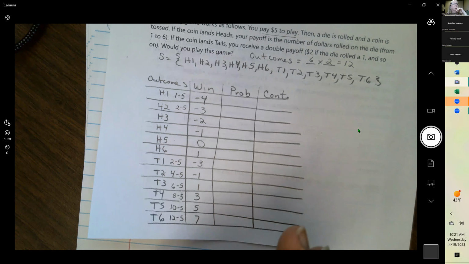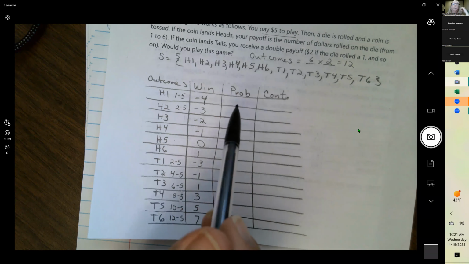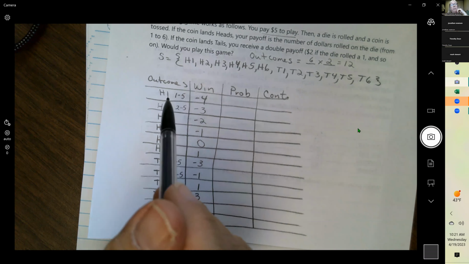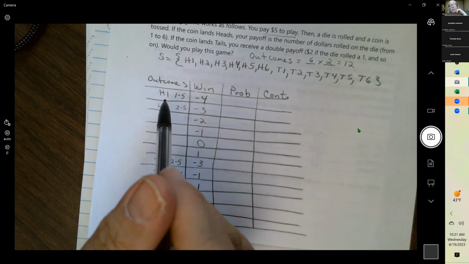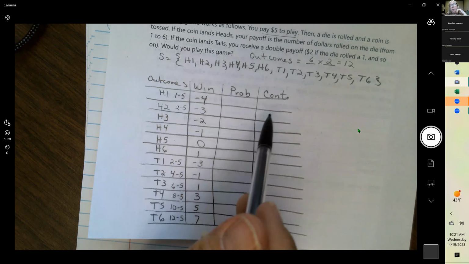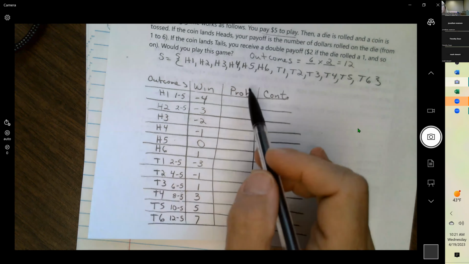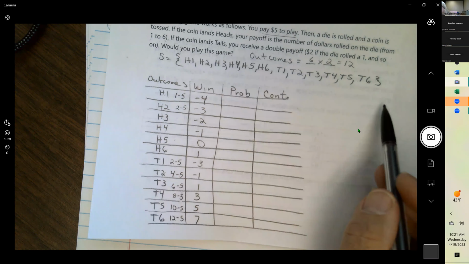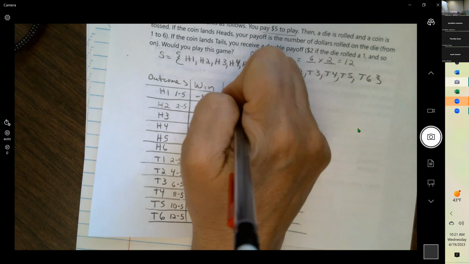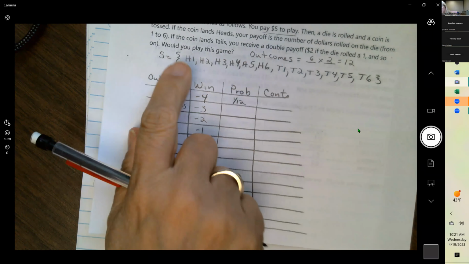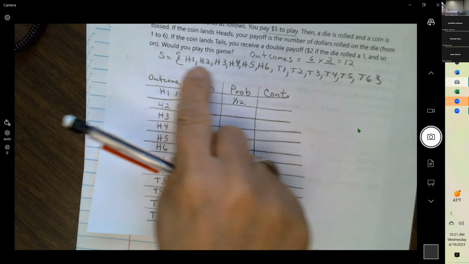Any questions? What would the probability be for the first one? If you get a heads and a 1, what's the probability? 1/6. Almost. Remember our outcomes, there's 12 of them. So 1/12. There's one that's a heads and a 1 out of the 12.